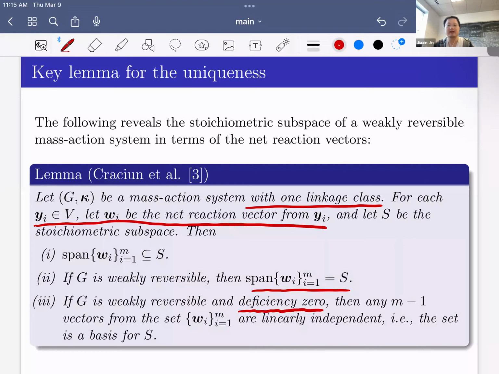Moreover, if this G has deficiency zero, then we have more. We can say, if we just delete one of the W, let's say we delete W1, then the remaining m minus 1 vectors are all linearly independent. Which means any m minus 1 vectors from these m vectors will automatically form a basis for this S. This is the key lemma.